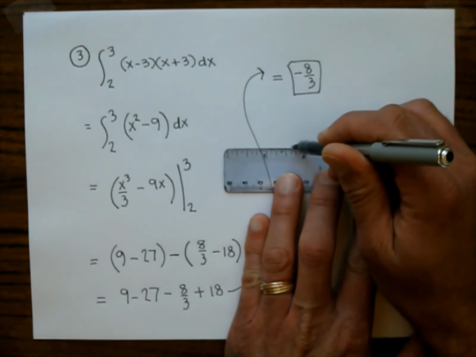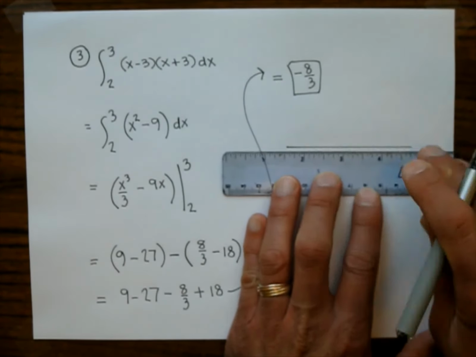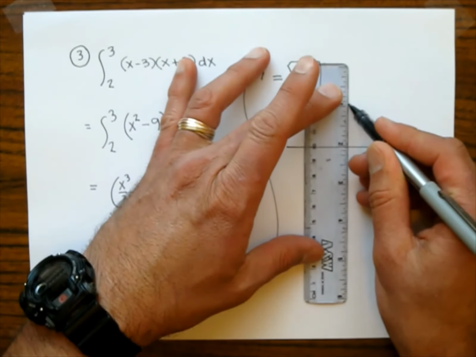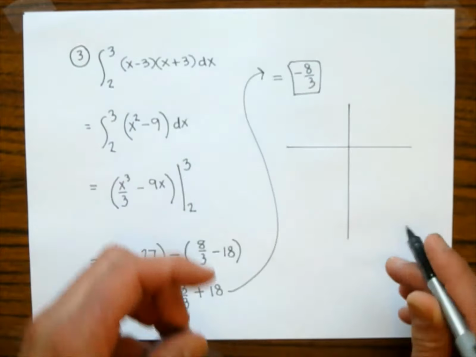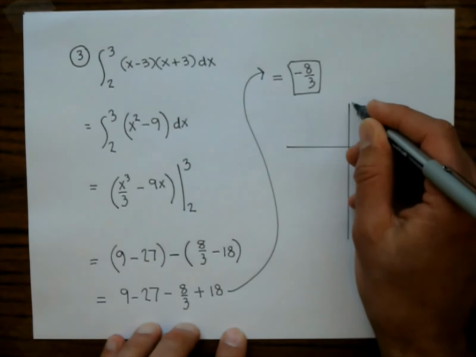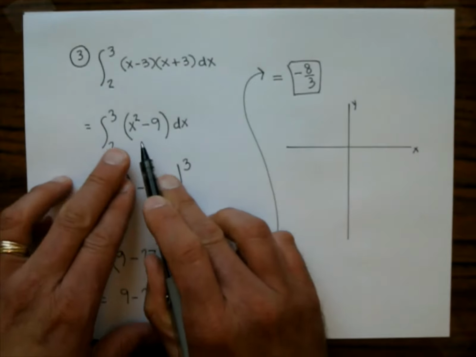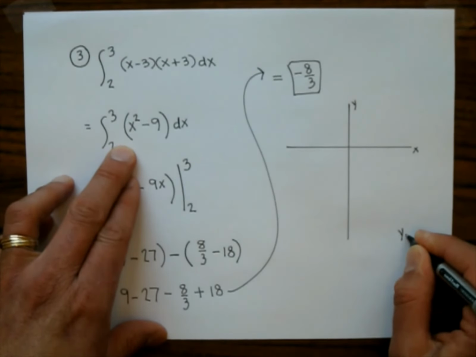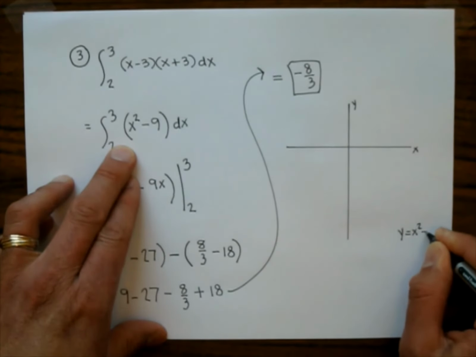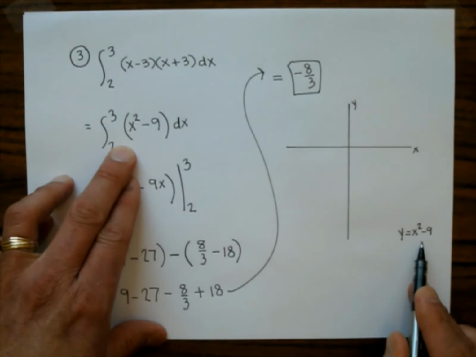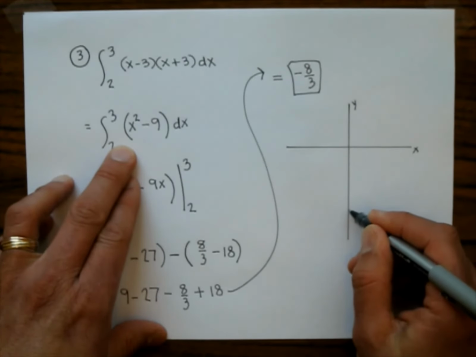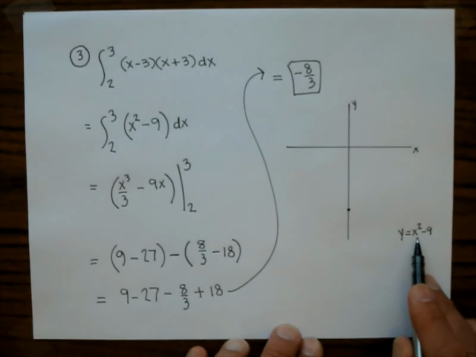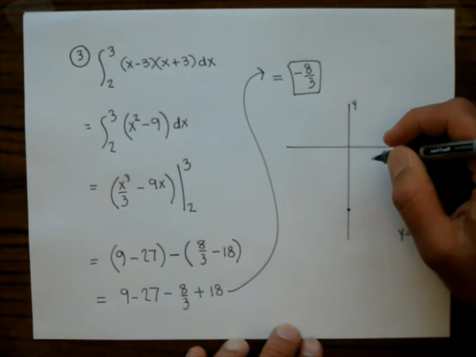Let's see if we can do this problem here. There's the x-axis, the y-axis. So here's x. Here's y. I'm graphing this right here. Y equals x squared minus 9. So it looks like it's a parabola that gets shifted down 9. And it also has x-intercepts at 3 and negative 3.